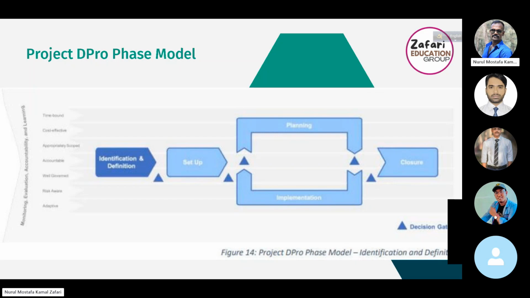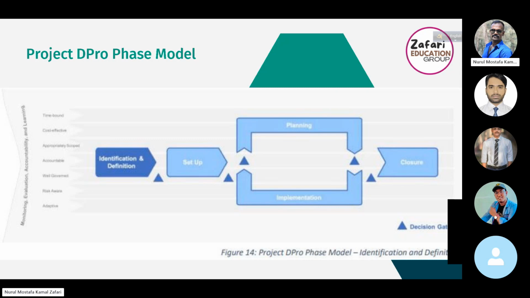So if the donor doesn't approve the project or doesn't give the green signal, then we take the decision that we will not go ahead with this project. So that is the decision gate. If we've been green signaled, we go to the project setup phase. Then we plan the project, then we implement the project, then we close the project.